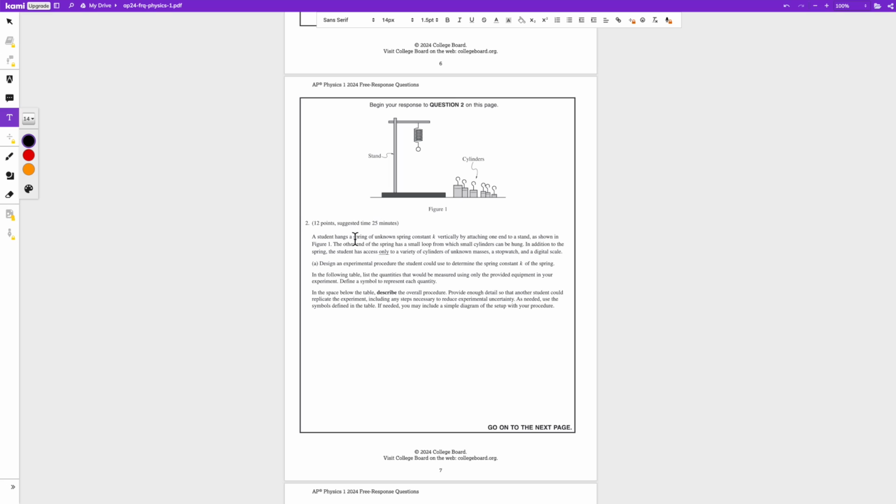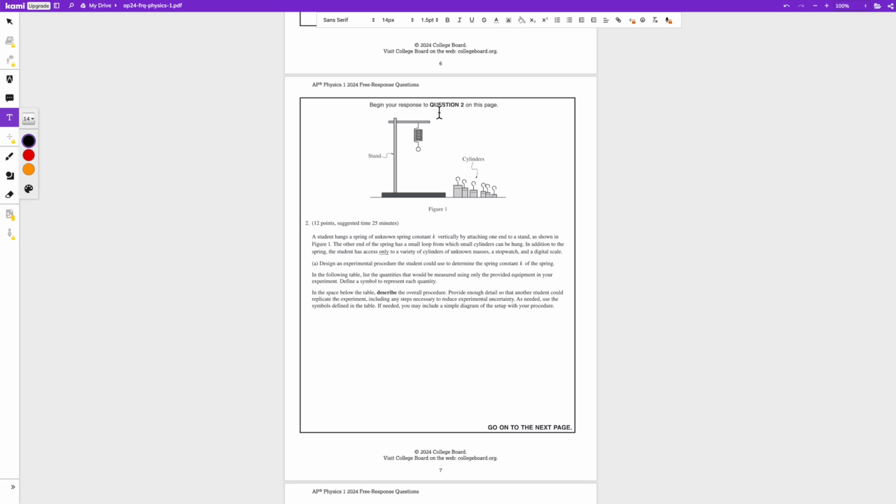This is one of the experimental procedure questions. It's saying a student has a spring of an unknown spring constant K, and as shown in figure 1, the other end of the spring has a small loop, so we can attach the cylinders to the loop. The student only has access to some cylinders, a stopwatch, and a digital scale.